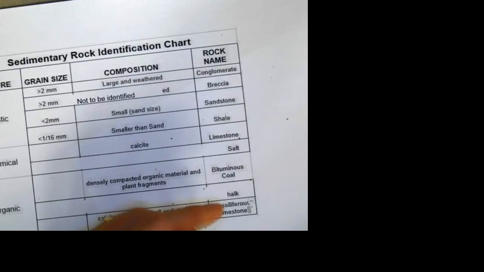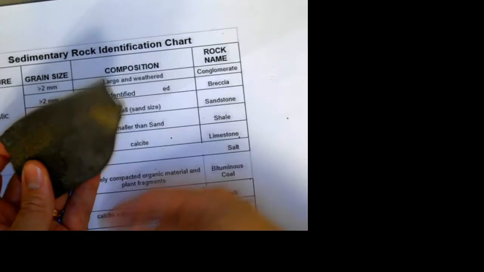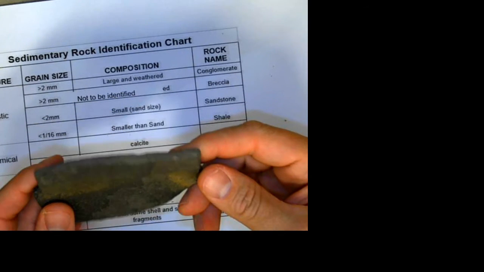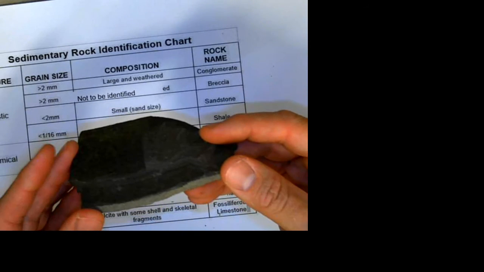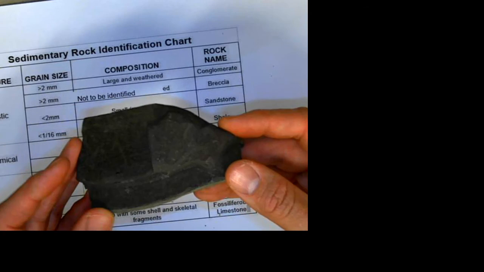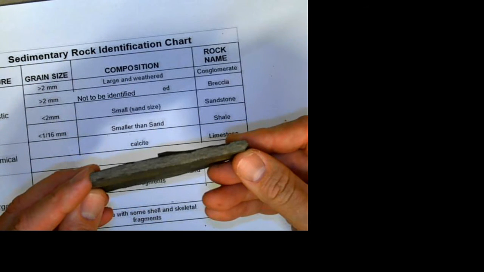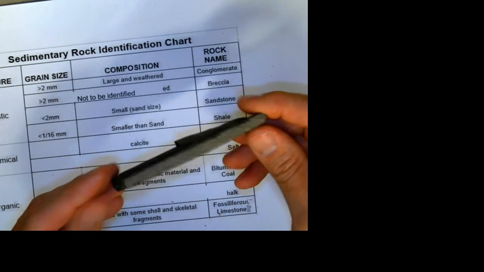Shale is very weak. This is going to be the mudstone, the silt, the clay that has been laid down. And I'm sorry, I'm not doing a really good job because I have to spin things backwards. But this is all of the stuff that is smaller than sand. So this would be shale.